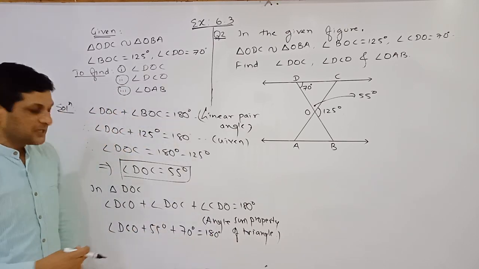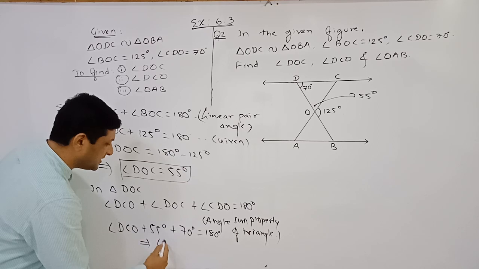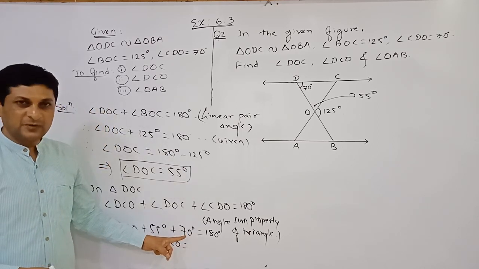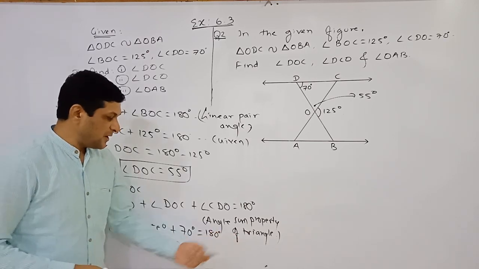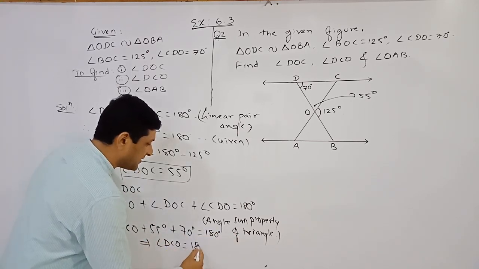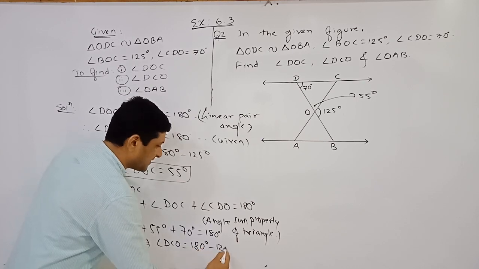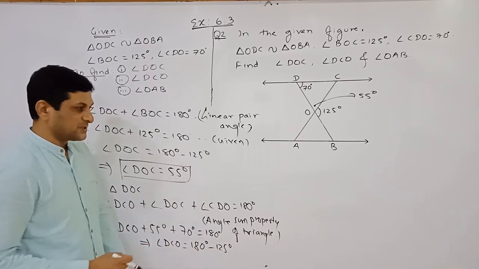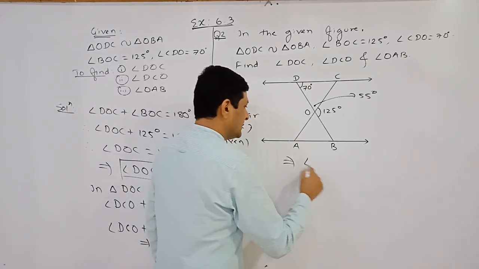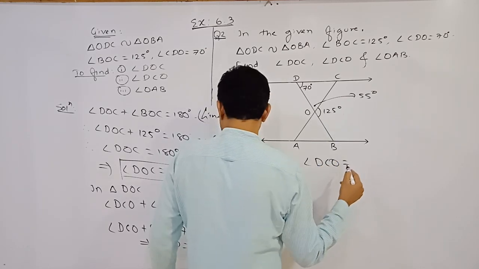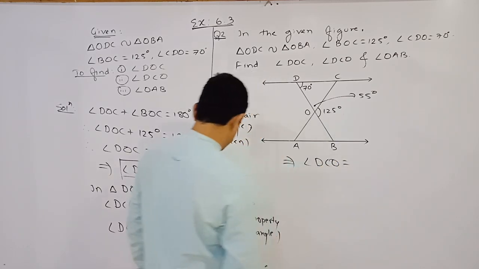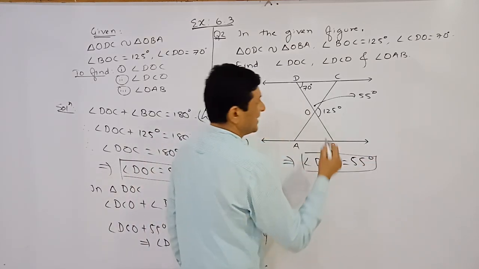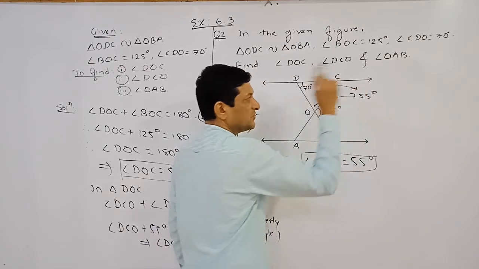The remaining part is just simplification. This implies that angle DCO is equal to 180 minus 55 plus 70. 55 plus 70 is 125, and 125 on this side becomes minus 125. So 180 minus 125 degrees, the difference is 55 degrees. So angle DCO is equal to 55 degrees. In this way we have got the next required value. This angle is also 55 degrees.